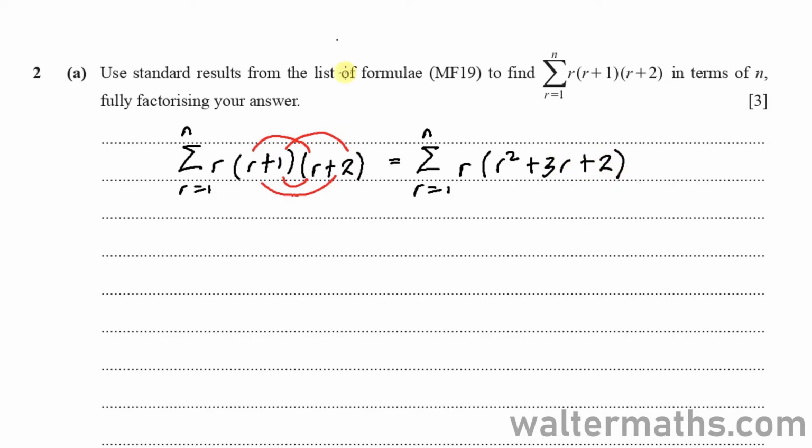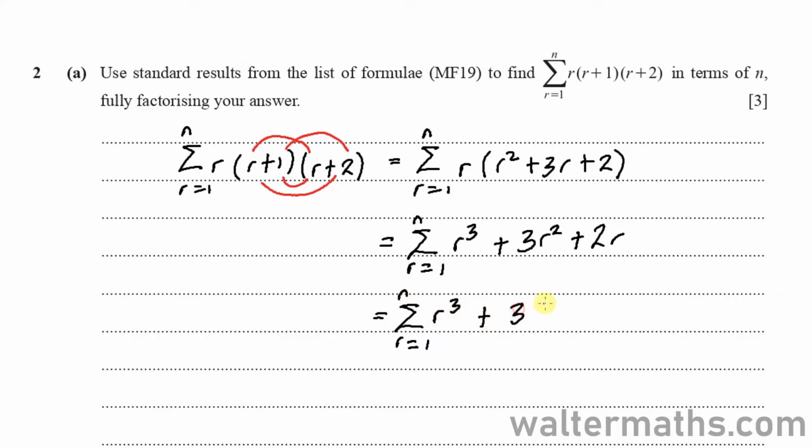So we can actually simplify this to the sum from r = 1 up to n of r cubed + 3r squared + 2r. Using the distributive property, that's going to be the sum from r = 1 up to n of terms of the form r cubed, plus 3 of the sum from r = 1 up to n of terms of the form r squared, plus 2 of the sum from r = 1 up to n of terms of the form r.